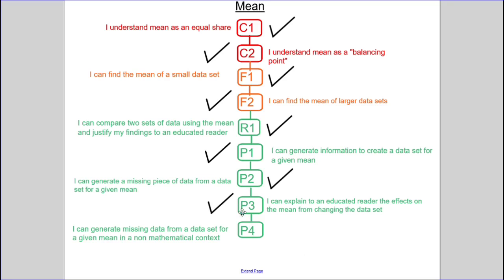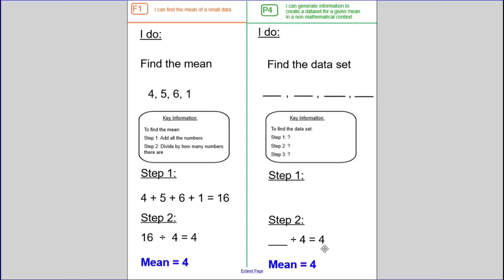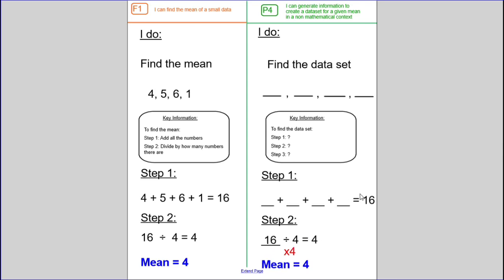That's the end of P3, and we're now ready to move on to P4. So using our F1 example and our P4 example, we're going to be finding the totals in P4. The way we can find our totals is we need to work backwards to find the gap that we have over here. So 4 times 4 is going to give us 16, and that means that all of the numbers that we have in our data set must give us a total of 16. So if I add them all together, we know the total has to be 16.